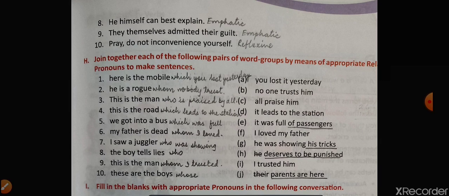Next is, join together each of the following pairs of word groups by means of appropriate relative pronouns to make sentences. So here is the mobile which you lost yesterday. He is a rogue whom nobody trusts. This is the man who is praised by all. This is the road which leads to the station. We got into a bus which was full. My father, whom I loved, is dead. I saw a juggler who was showing his tricks. The boy who tells lies deserves to be punished. This is the man whom I trusted. These are the boys whose parents are here.